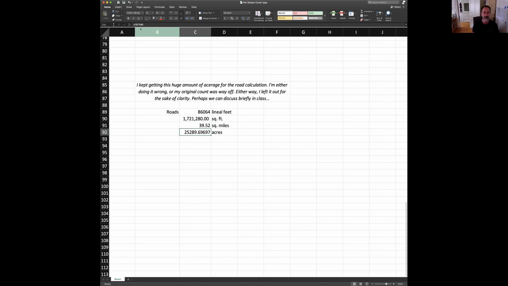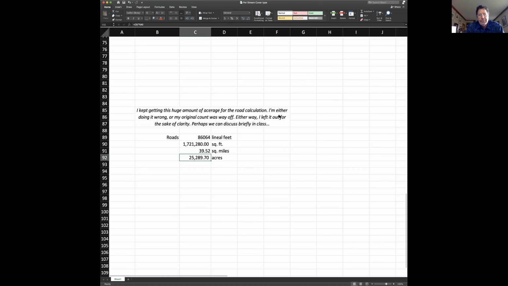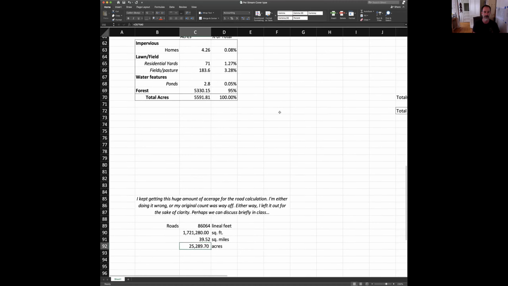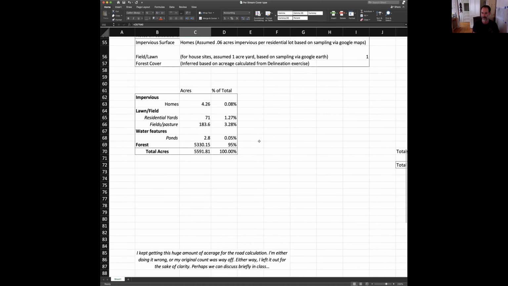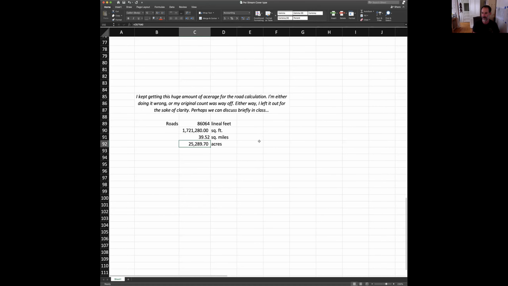Then I come down to acres, and I do square miles times 640 acres per square mile, another assumption. And that gives me my total acres. Okay, of roads. Yes, but it's 25,000 and change, but my total acres is only almost 5,591. So it's like something ain't right, as they say.